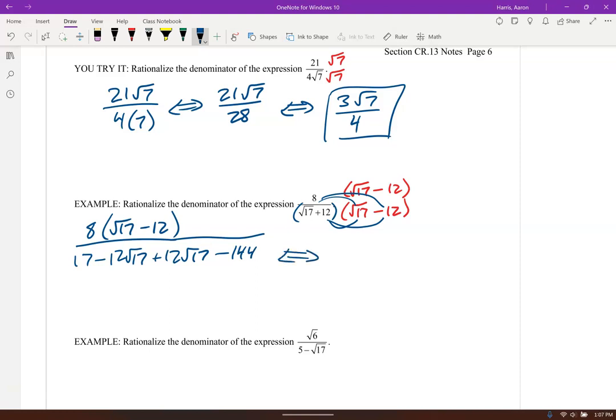So this becomes, I'm going to distribute that all over. And notice in the denominator that and that will cancel. That's what we wanted. So we're just left with 17 minus 144 on the bottom, which is negative 127 when I combine those two.